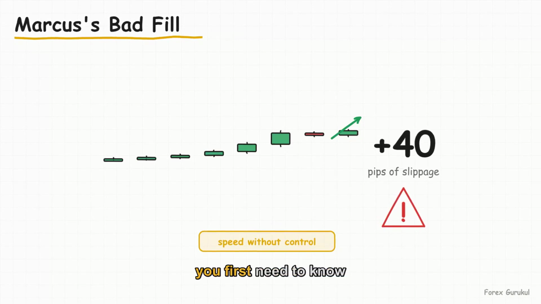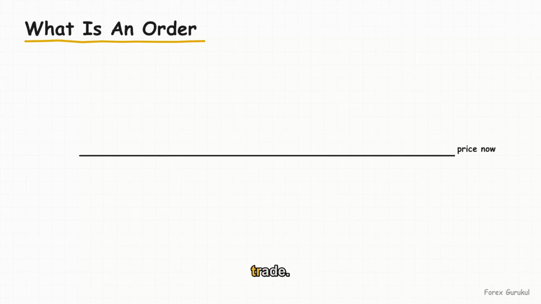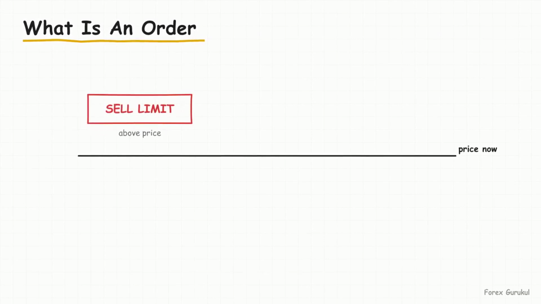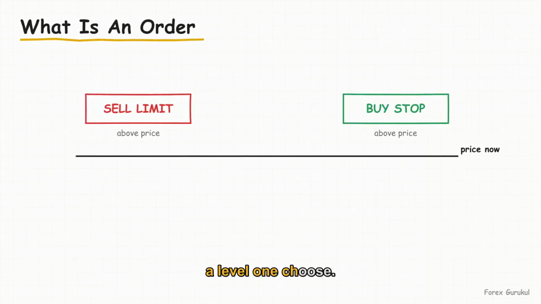To answer that, you first need to know there are really only 2 families of instructions you can send your broker. An order is simply the instruction you send your broker to open or close a trade. Every single one splits into 2 families. A market order says, do it now, at whatever price is available. A pending order says, wait, only act once price reaches a level I choose.